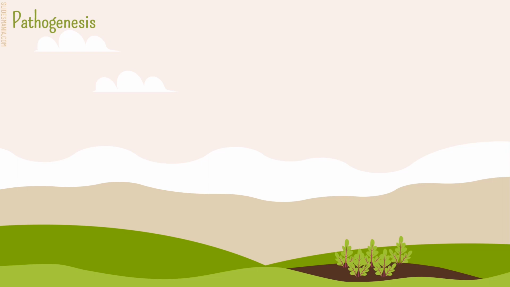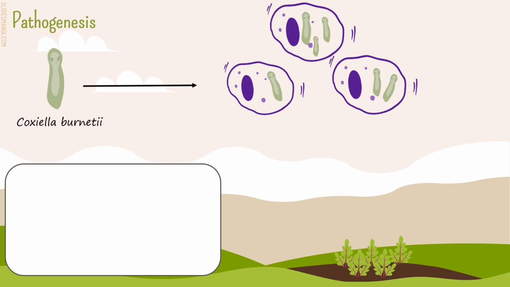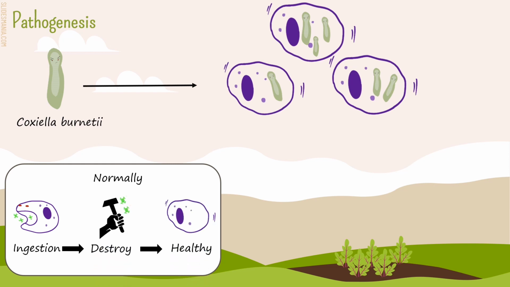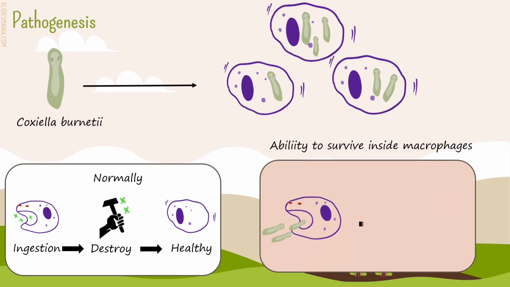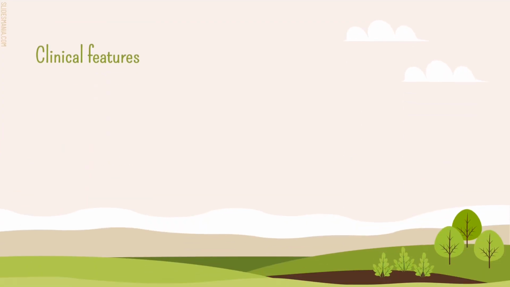Then we will talk about the pathogenesis. We mentioned that Coxiella can survive in extreme environments. This happens due to its ability to survive inside macrophages. Normally, bacteria are ingested by a macrophage and destroyed. With Coxiella, however, macrophages ingest them but cannot destroy them. This is because Coxiella inhibits the final phagosome maturation step by producing superoxide dismutase enzyme that protects it from being killed. So Coxiella gets trapped in the autolysosome and just sits inside the macrophage.